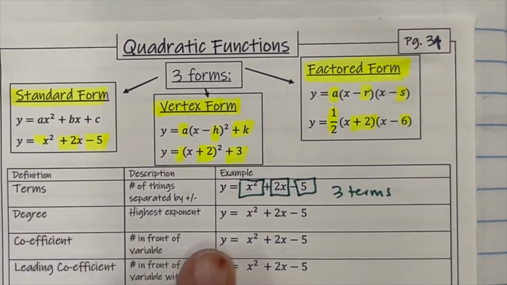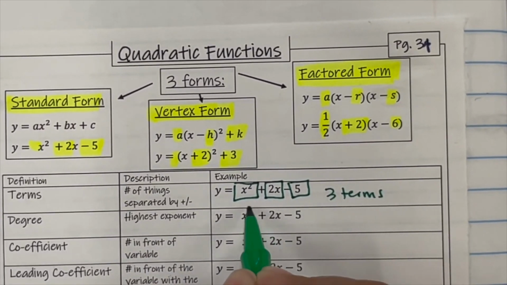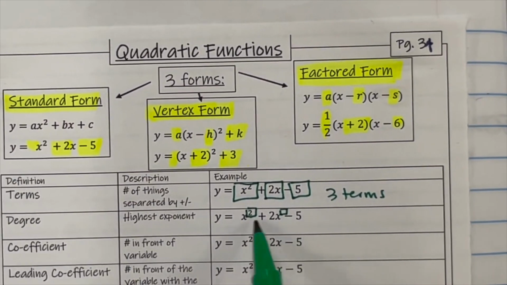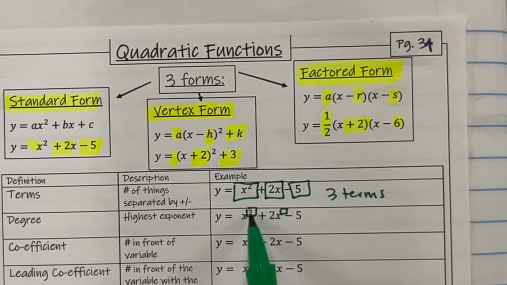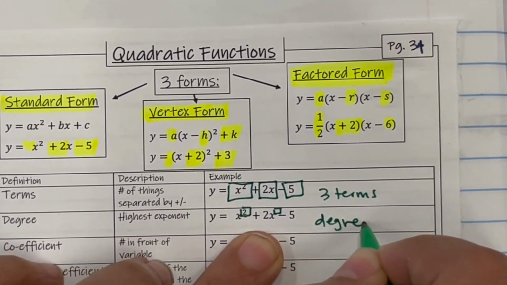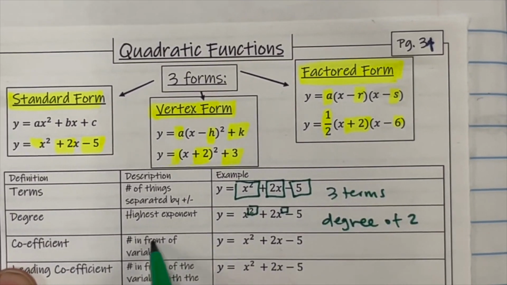All right, degree is the highest exponent. So remember, exponents are the powers. Looking at all the exponents, you have that one, invisible 1 there, no exponent there. What is the highest exponent? So you have squared. So this has a degree of 2. Degree of 2.